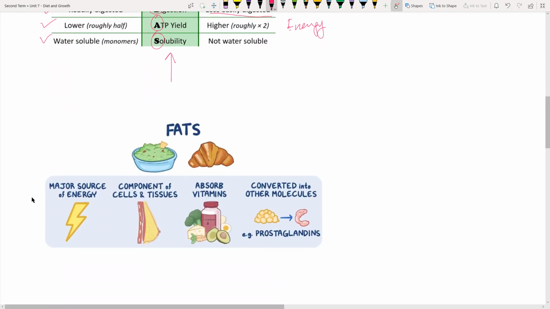Moving on. So what are fats? Fats are a major source of energy. They are the components of cells and tissues. We consume meat and stuff.